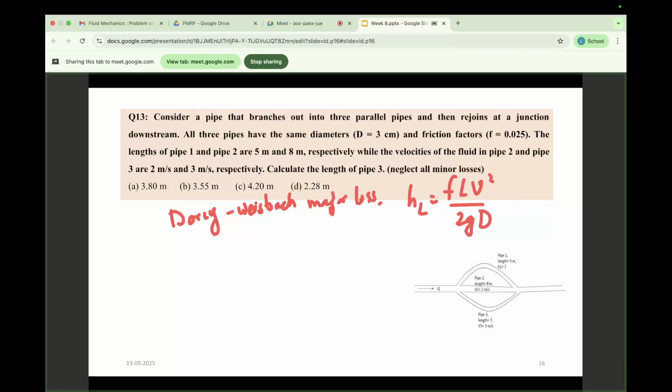So I am recalling the Darcy-Weisbach formula, or major loss formula. What is it? Head loss HL is f L V square by 2 g D. This is the fundamental formula all of you know. f is the friction factor, right? And all these things you know.